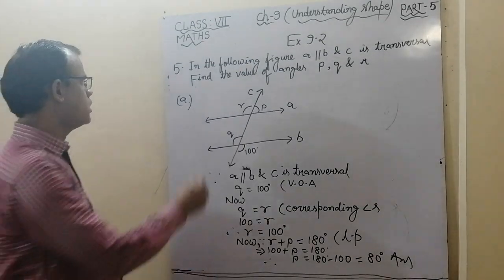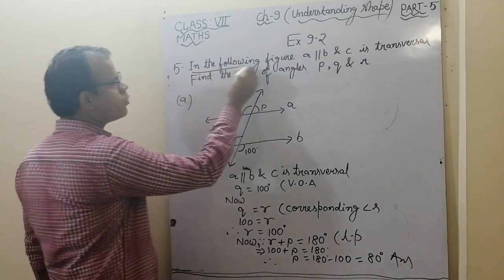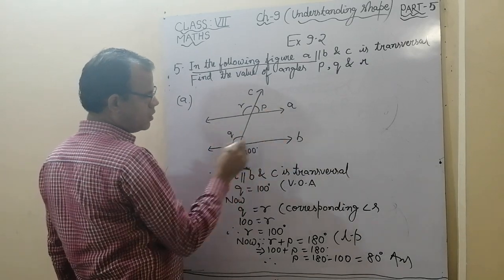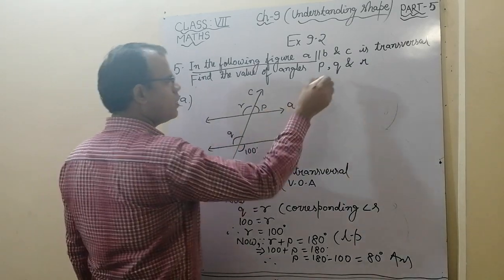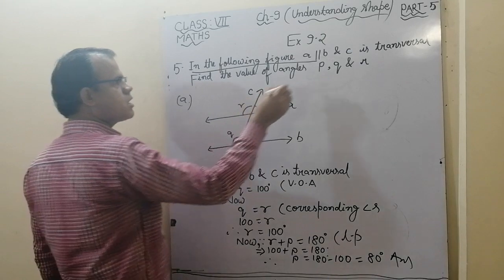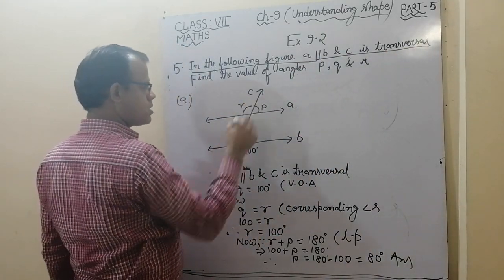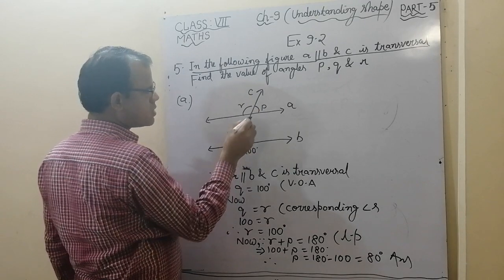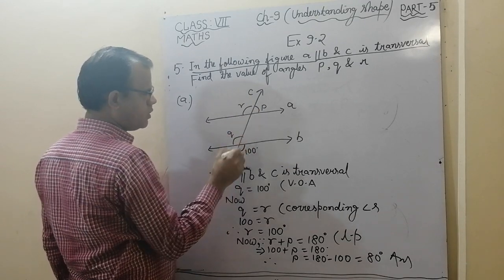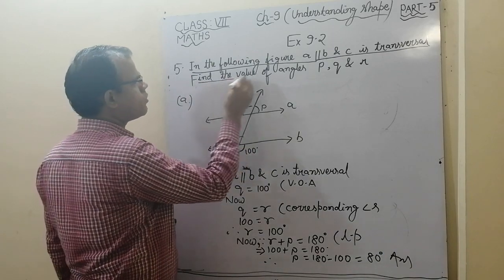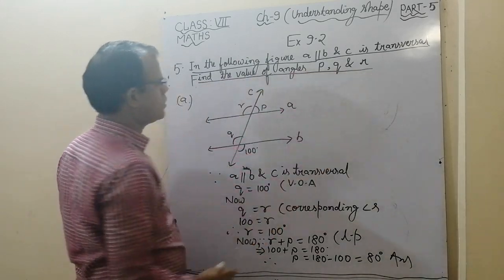So student, here is the fifth question. In the following figure, A is parallel to B, both lines A and B are parallel, and this line C is a transversal. Why? Because this line C intersects both A and B, so C is the transversal. We have to find out the angles P, Q and R.